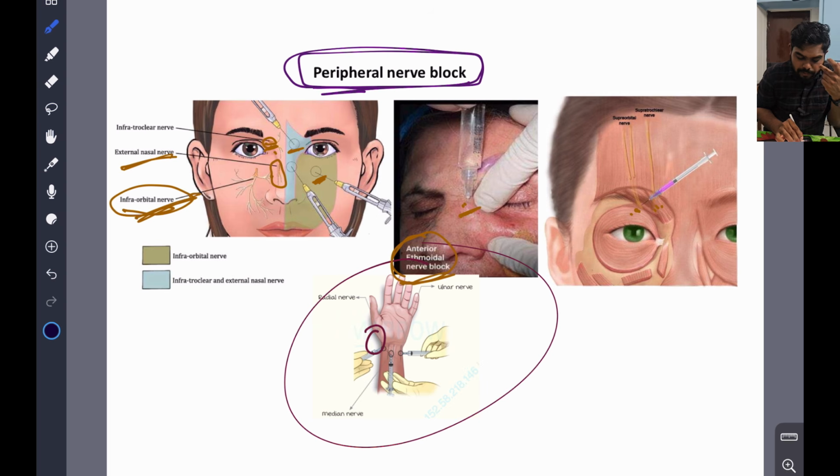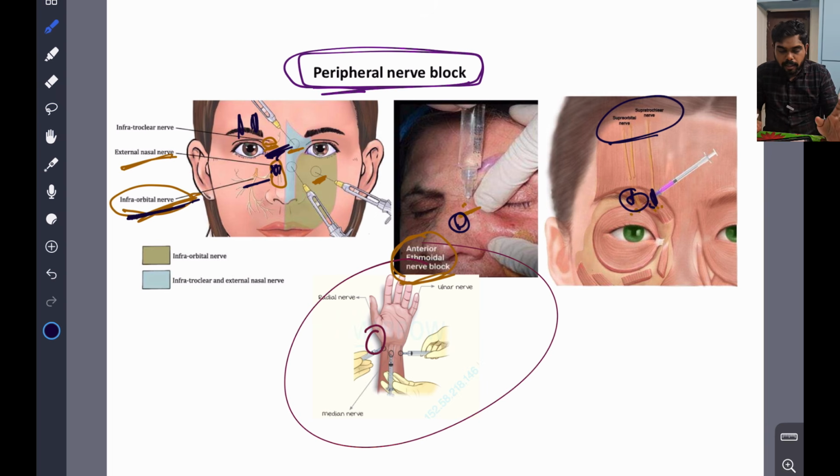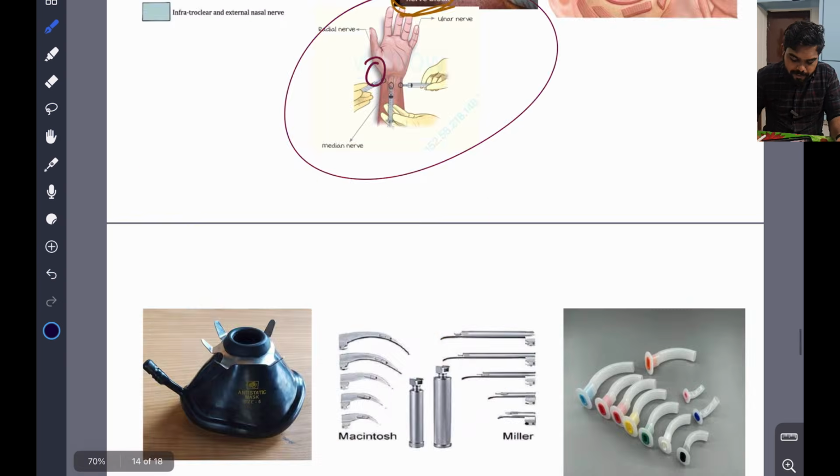At least we should know where the infraorbital nerve is, where the supraorbital nerve is, supratrochlear, infratrochlear, anterior ethmoidal, and external nasal. If they put external nasal here and ask, and you tell it is anterior ethmoidal, it's wrong. You should know where it is exactly. You can see here supratrochlear and supraorbital. Supratrochlear is a little more here, supraorbital is here. You can see the area they are giving. So these are very, very important to understand peripheral nerve block, especially in the face. Make a diagram yourself if you want, and point it, underline and highlight it.